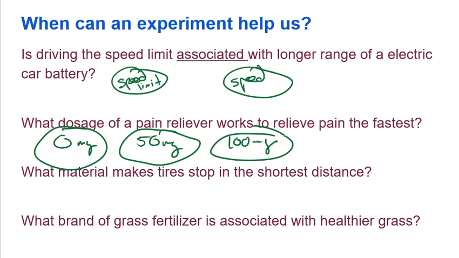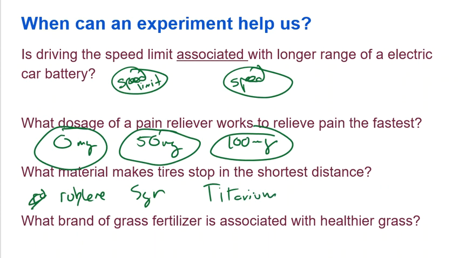All right, what material makes tires stop in the shortest distance? We got rubber, we got synthetic rubber, maybe we have some type of titanium infused rubber. I don't know all the different materials, I'm not a car manufacturer, but I'm sure there are different materials that we can make tires out of. That's categorical, by the way.